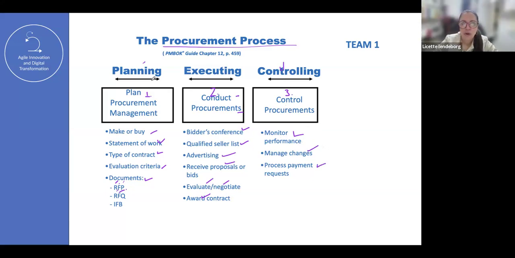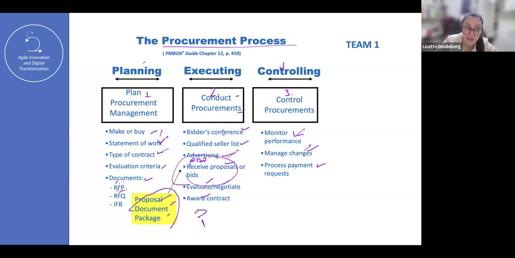Thank you very much. So as you can see, we have only 3 processes: planning, conducting, and controlling. So we are going to touch a couple of those items that you can see there. So that's why I'm going to move forward, because we are going into details of each one of those. When you see PDP here, it's a proposal document package. That is a terminology that you need to know for the exam. PDP, proposal document package.